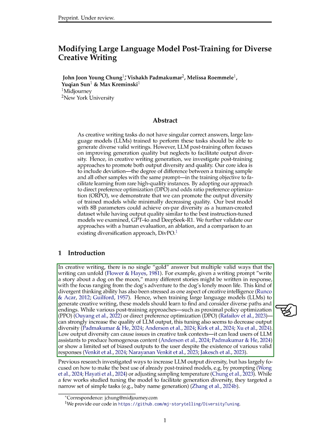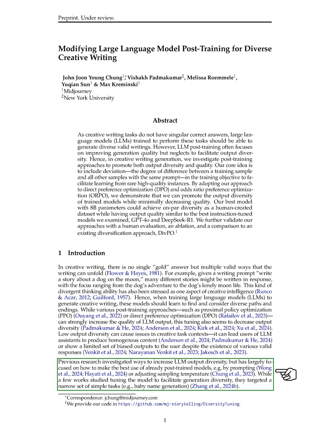When we train large language models, LLMs, for creative writing, it's important for these models to explore different paths and endings. Although methods like proximal policy optimization, PPO, and direct preference optimization, DPO, can enhance the quality of the outputs, they often reduce the diversity of the results. This lack of diversity can lead to repetitive and biased content, limiting the range of creative responses available to users.